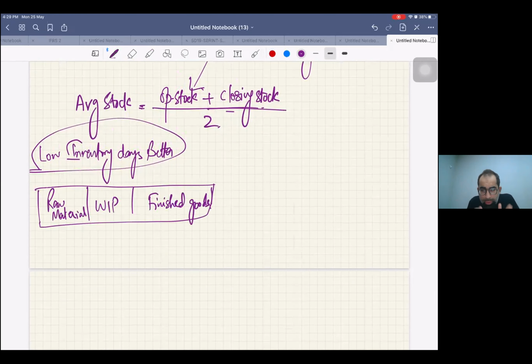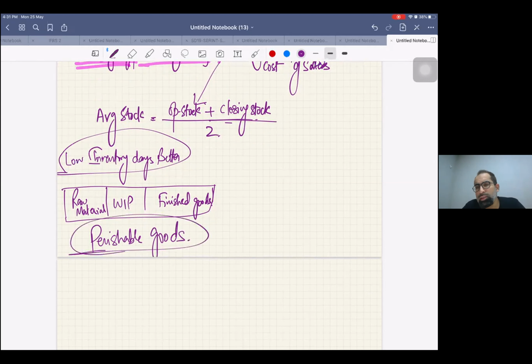Now, one very easy point: there are some businesses for which inventory days must be very low. You don't have any option, because if inventory days for those businesses are higher, your business will be finished. Your business will wind up soon. And that is for perishable goods. Example: food items. If you have high inventory days for food items or perishable goods, you will be in extreme loss, right?